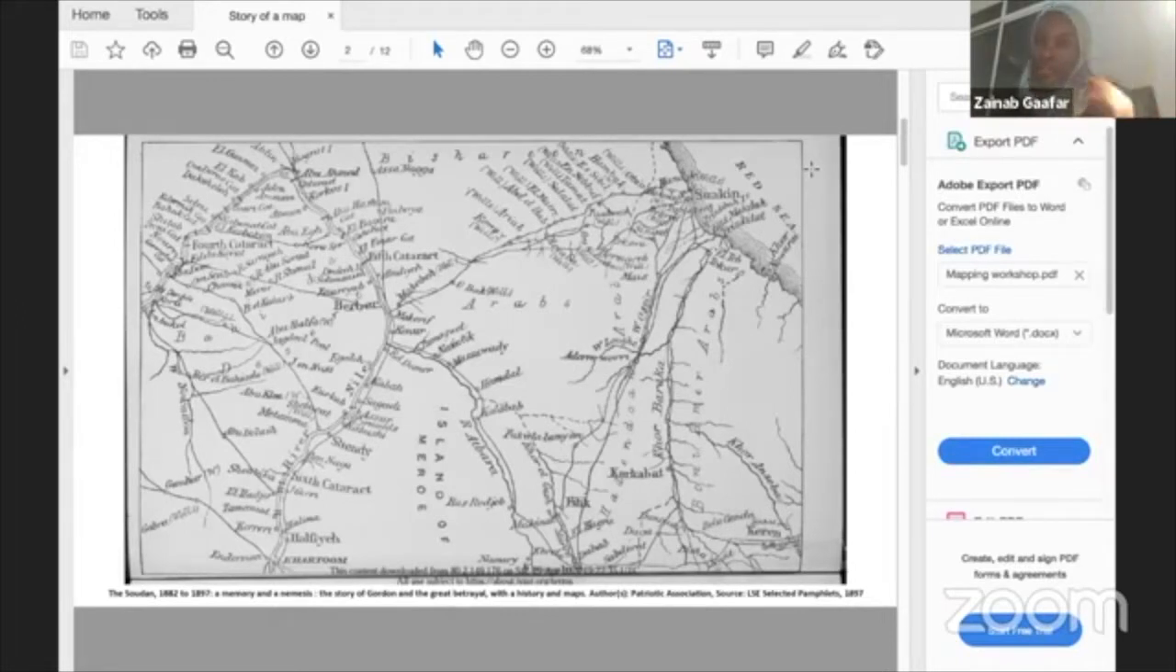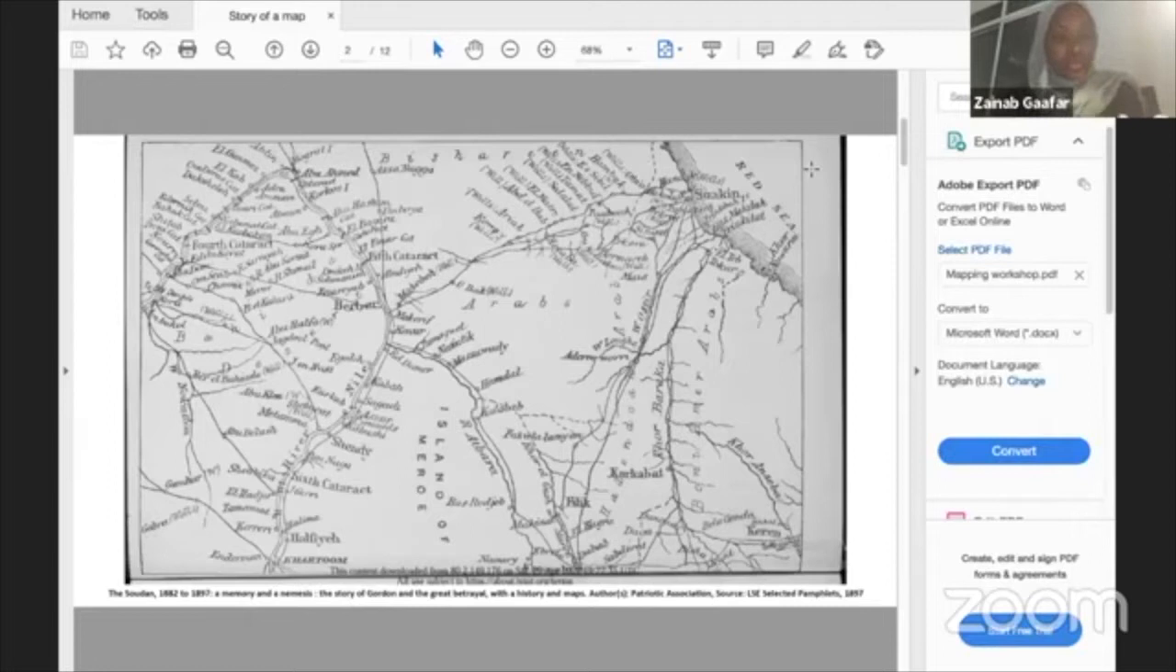So what was told with this map was the story of Sudan at that time. A few years before that, Gordon had fallen, and then the Mahdiya became a state, and it destroyed what the city used to be in Khartoum, and then built Omdurman on the west of the Nile.